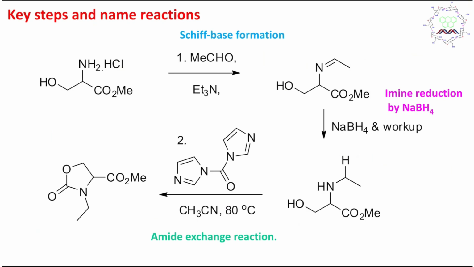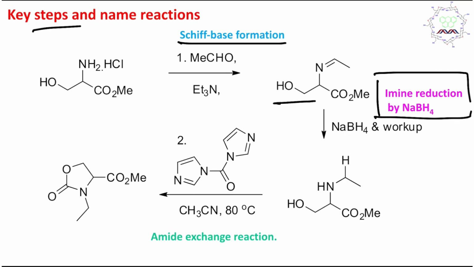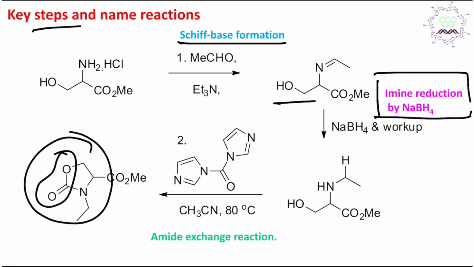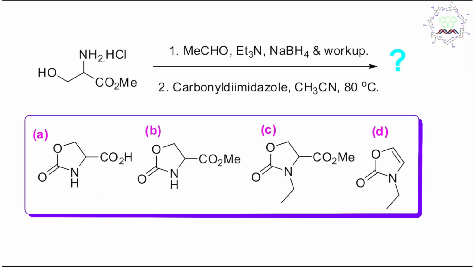Now, if we look at the key steps and name reactions associated with this process, the first step is Schiff base formation. You can see this is imine formation. Second, imine reduction by sodium borohydride, and later on workup will produce this secondary amine. This amine will undergo acyl nucleophilic substitution reaction with this CDI, and ultimately through an amide or ester exchange reaction, it will produce this five-membered ring derivative. One side is ester and the other side is amide. So this is the product, and the answer of today's discussion is this one.